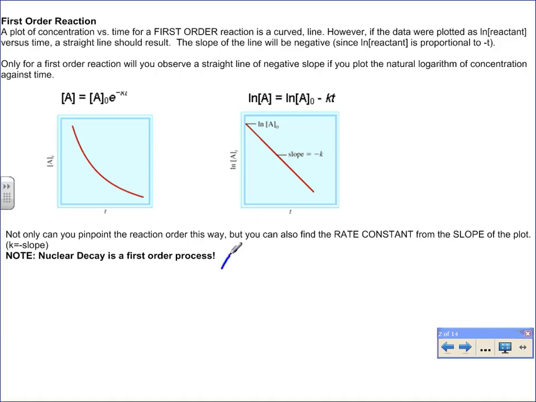One important note for this is that nuclear decay is a first order process. So that's an important point because sometimes you're asked to study nuclear reactions and you're expected to know that they occur in the first order.